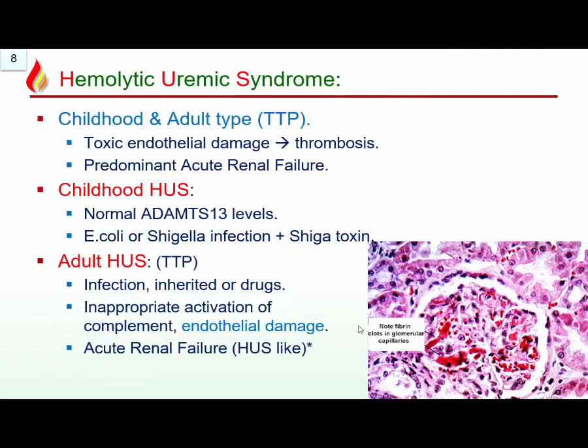Hemolytic uremic syndrome is similar to TTP, but kidney failure is the major disorder. More common in children, toxic endothelial damage leading to thrombosis. In childhood HUS, the enzyme levels will be normal, so it is not like TTP. It is more due to infections and the Shiga toxin causing the extensive endothelial damage, activating only platelets, not much of coagulation. Whereas adult HUS is nothing but TTP with predominant renal failure.